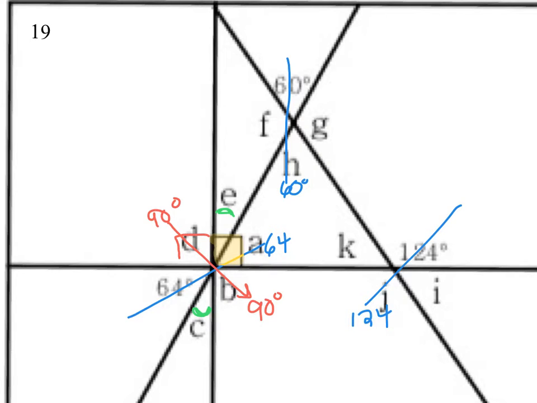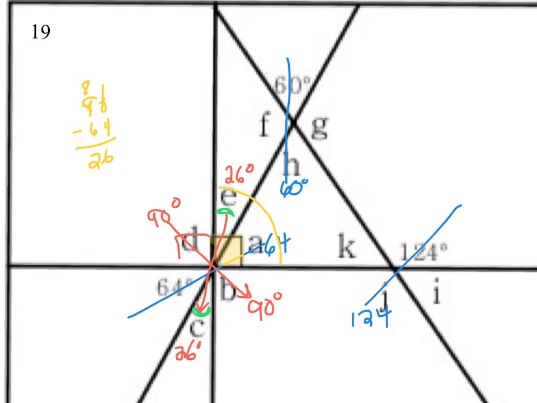And if E and A are complementary and they equal 90, that means 90 minus 64 is going to be 26. So E is going to be 26, and if E is 26, then directly across from it, C is going to be 26. Okay. So now let's go up here.